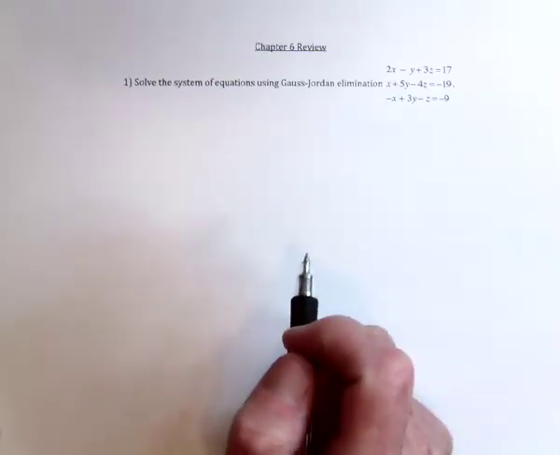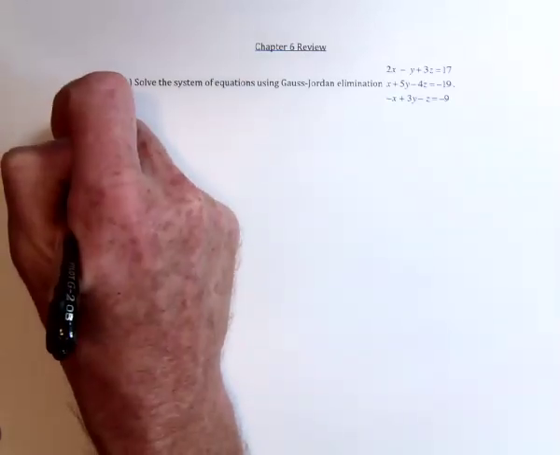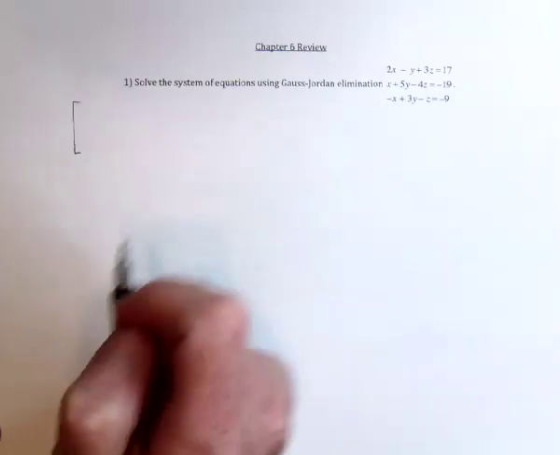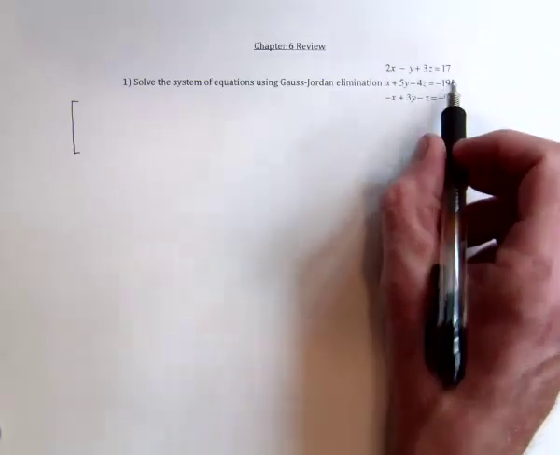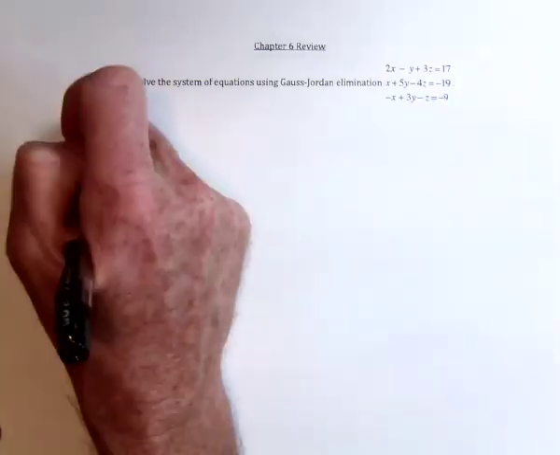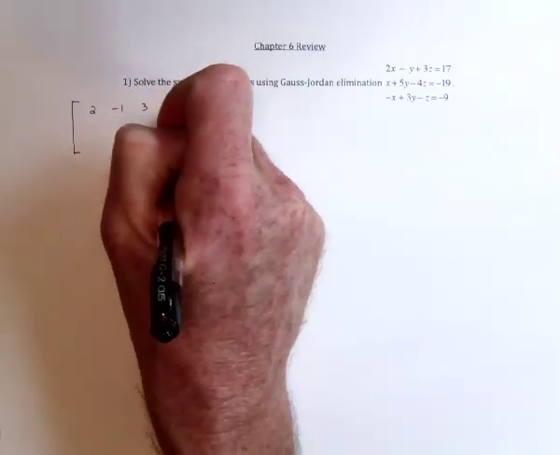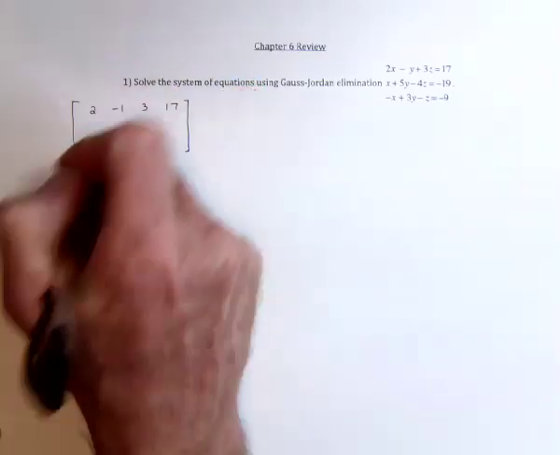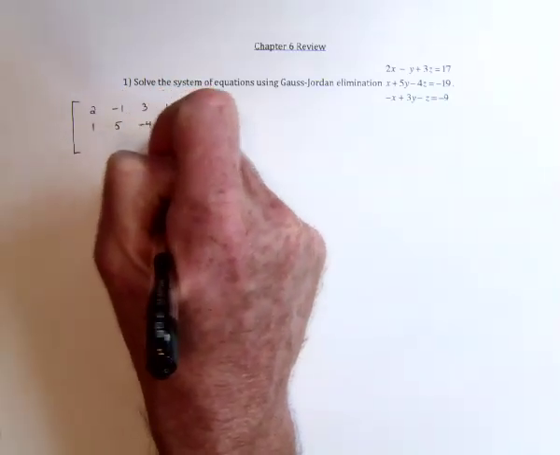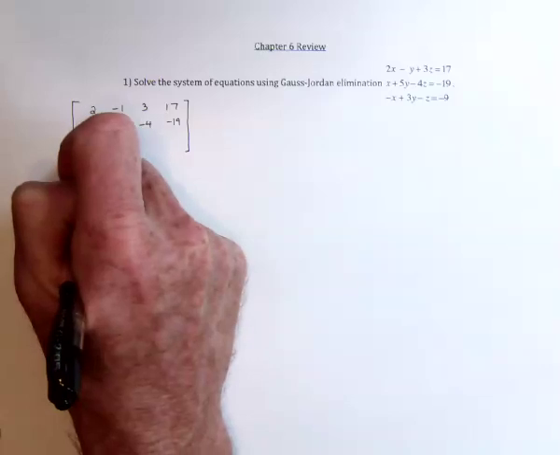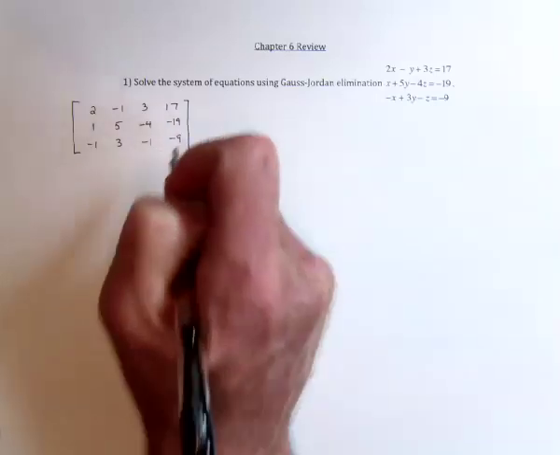So we're going to be using a matrix and row operations to solve this system of equations. So the first thing to do is write this as an augmented matrix, it's called. So we write down all of the numerical information without the x's and the y's and z's. So the first row would look like 2, -1, 3, and 17. The second equation is represented with 1, 5, -4, and -19, and the bottom row is -1, 3, -1, and -9.